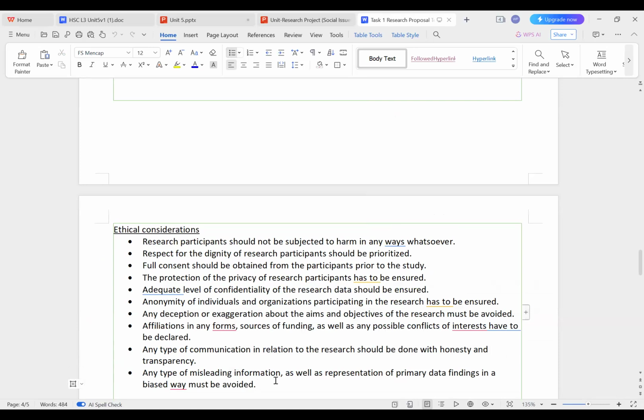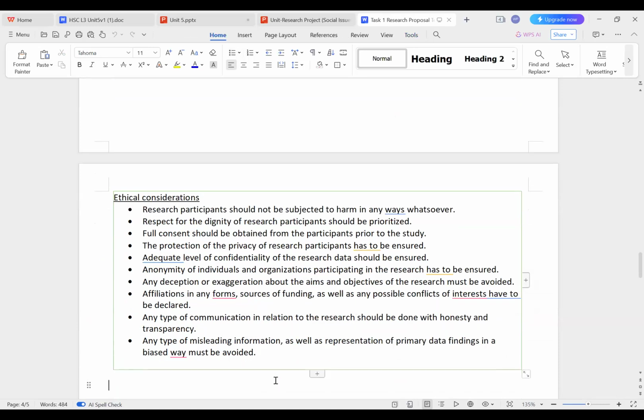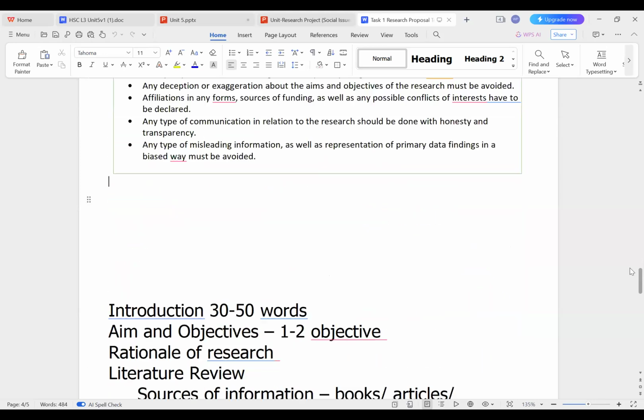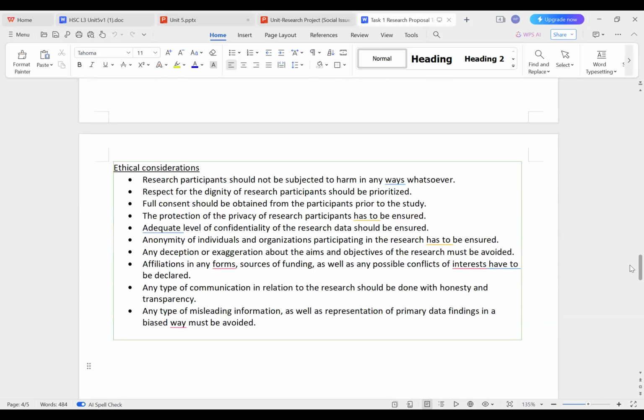Any type of misleading information, as well as representation of primary data findings in a biased way, must be avoided. So it should be bias free. That's about the ethical considerations.